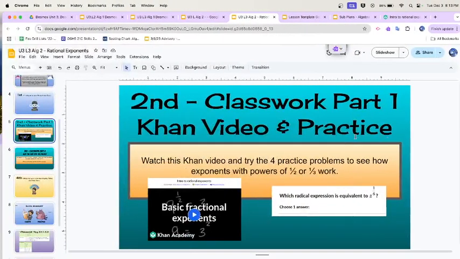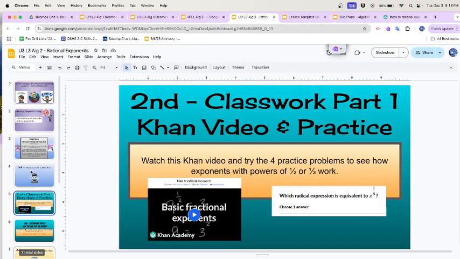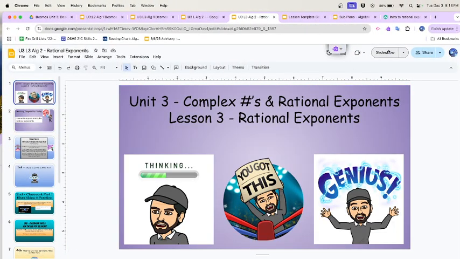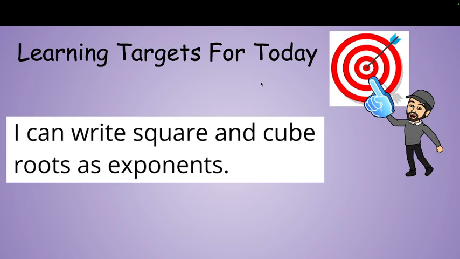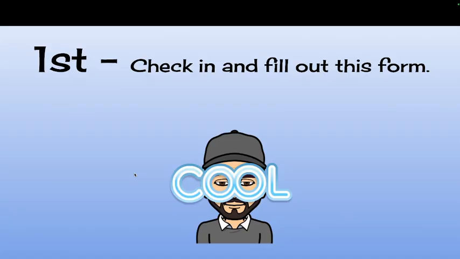Hey, Algebra 2, this is Unit 2, Lesson 3, and we were doing some rational exponents. Rational exponents just means exponents whose powers are fractions. So that's what we're looking at. Can you write square and cube roots as exponents? Yeah, we can. Really, it's just a new notation. That's a new thing.